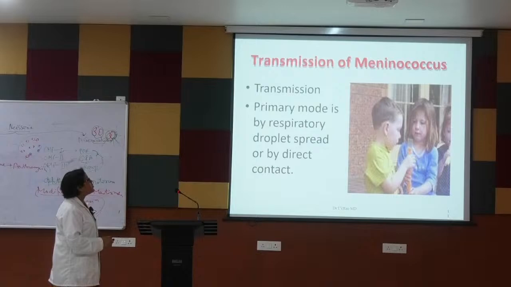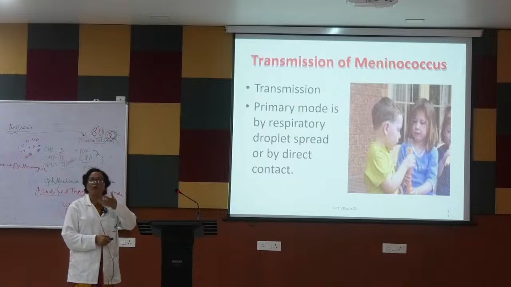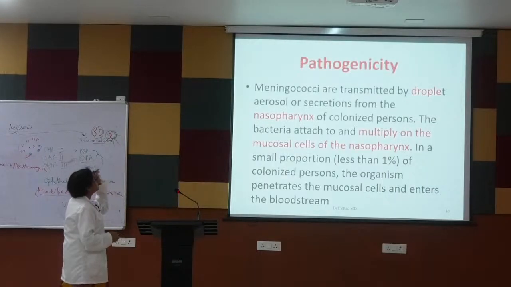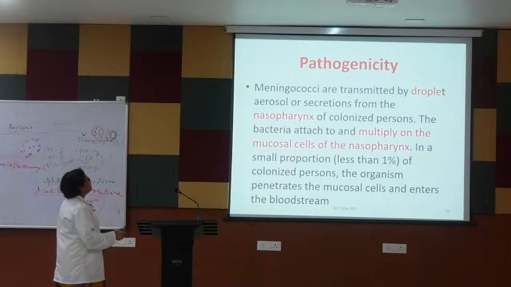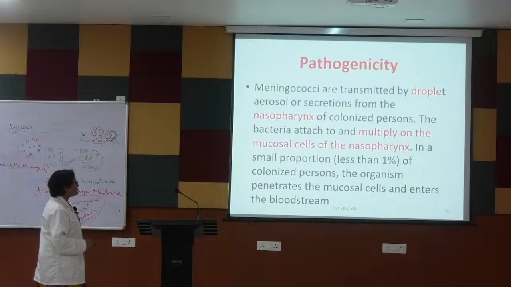Transmission primary mode is respiratory droplet. Every close contact, children going to school, means droplets pass during sneezing and coughing. Pathogenicity: the transmitted droplet reaches the nasopharynx of a colonized person and multiplies on the mucosal cells of the nasopharynx, and it will enter the bloodstream.